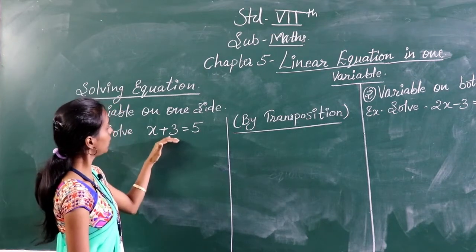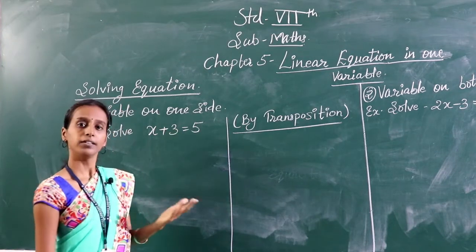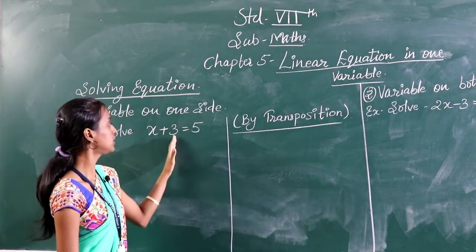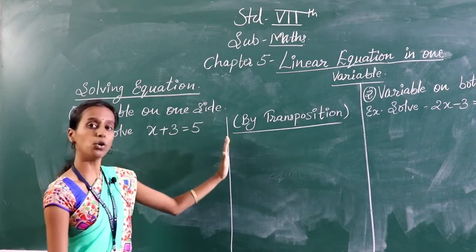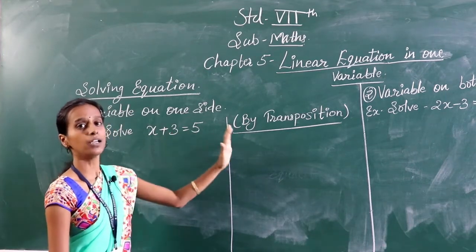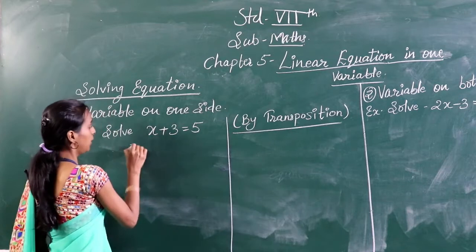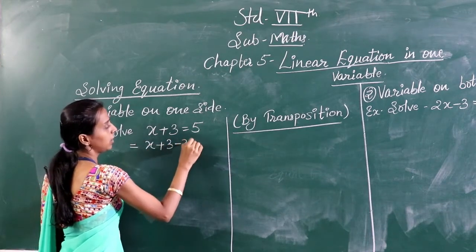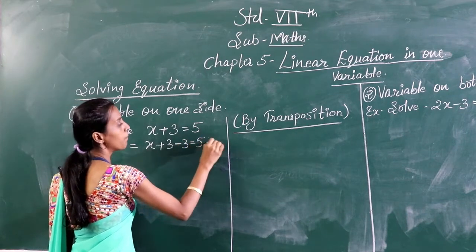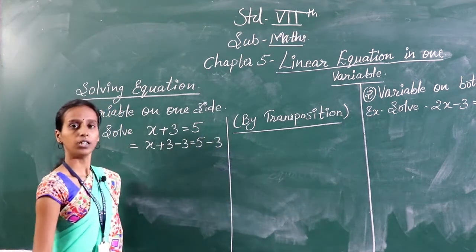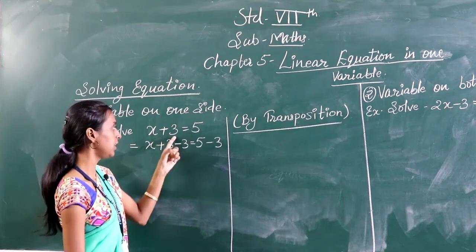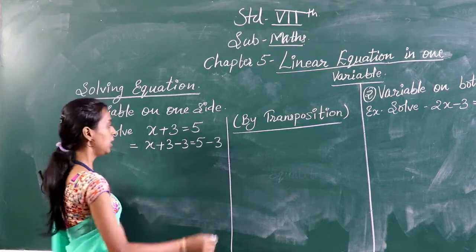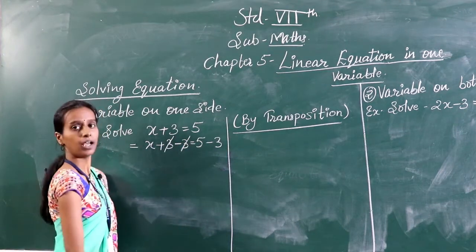If we do minus 3 here, then the 3 and 3 will get cancelled. But this minus 3 we have to do on both sides, LHS also and RHS also. So see here, it is x plus 3 minus 3 equals 5 minus 3. Here it is plus 3, that's why we are doing minus 3 on both sides. Now the 3 and 3 get cancelled.